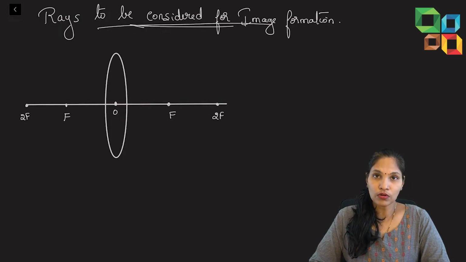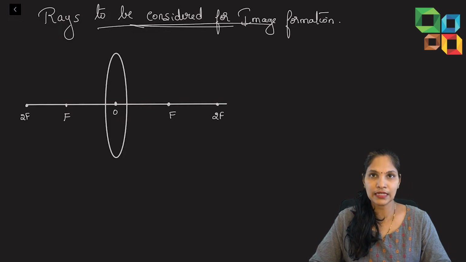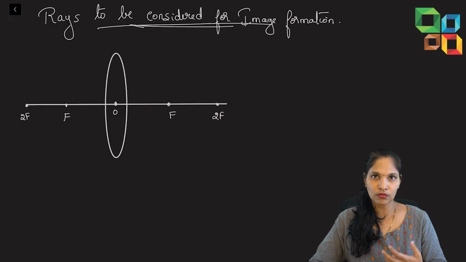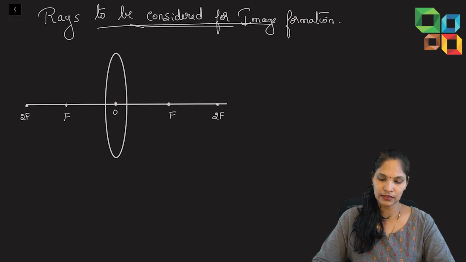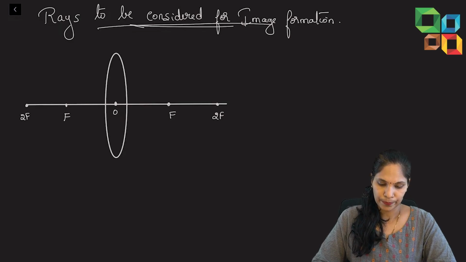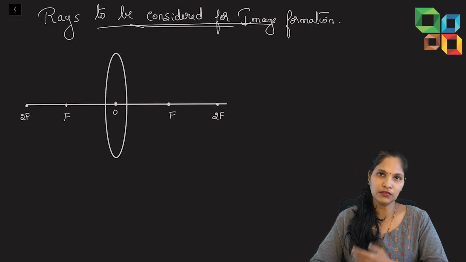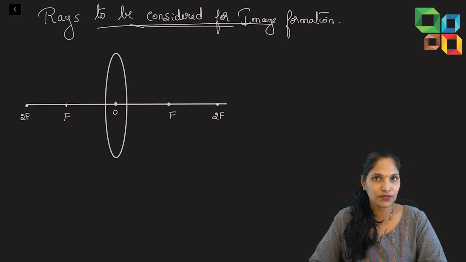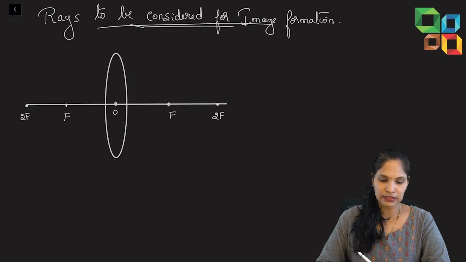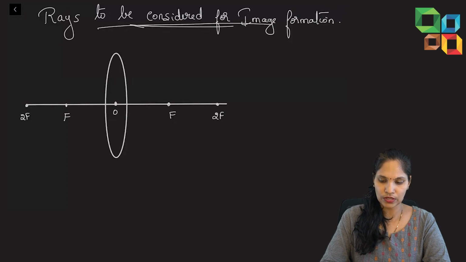Now I want to see how to get an image, but for that I need to know what rays I can use, what rays I can consider to get the image. For mirrors, we have 4 rays which you can consider to get the image. For a lens, we have 3 rays that can be considered. So which are those? Let's start.